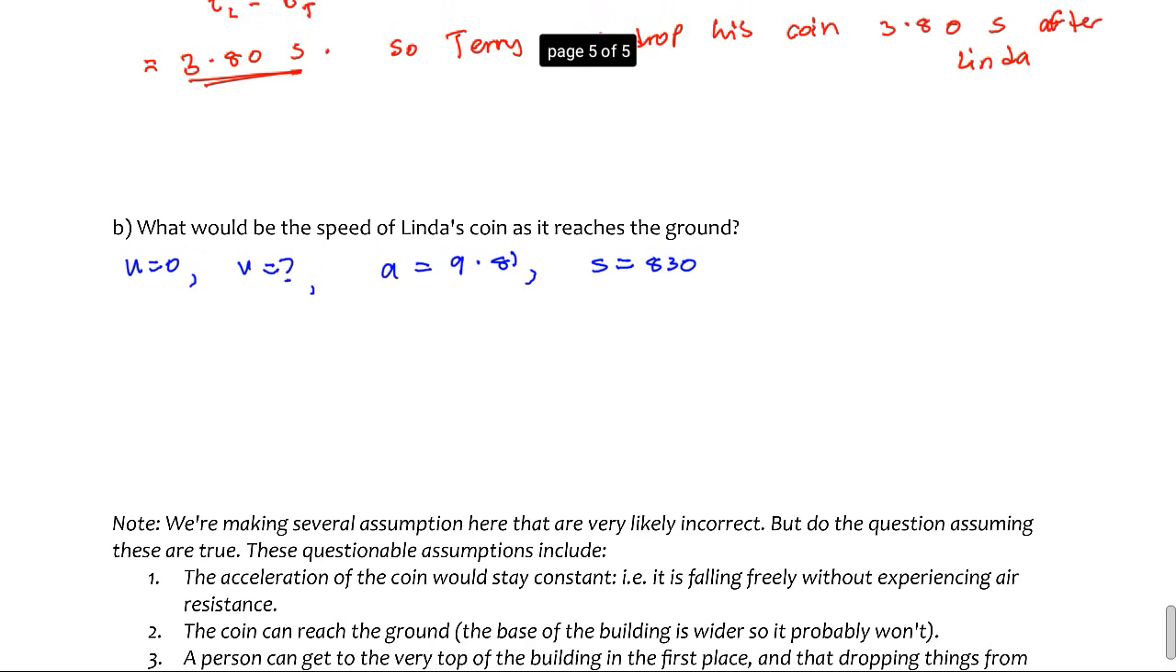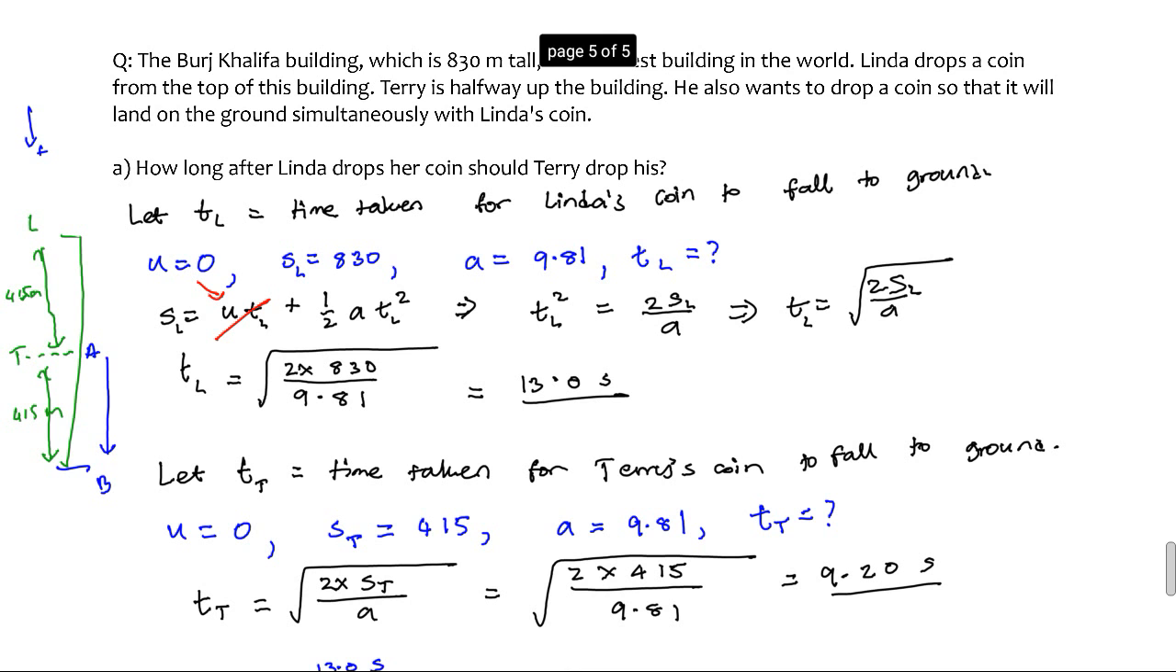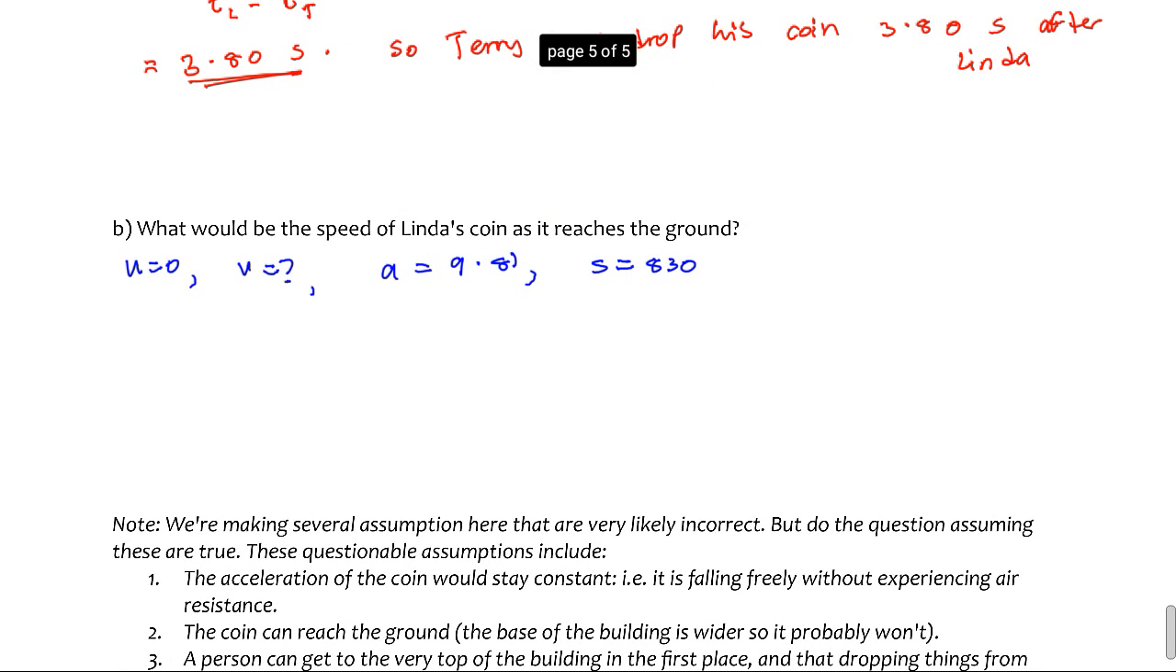So notice that I can also use the new time that I found for Linda's coin. I know the time it takes for Linda's coin to fall, so I can use that also. But generally it's a good idea to always stick to values that they have given in the question as much as possible, and only in cases where you can't find something, include the values that you calculated, because if you make a mistake in one of your calculations, that mistake will propagate every time you use one of your values. So as much as possible, try to stick to values that are already given in the question. So even if one part of your question is wrong, the next part of the question won't be wrong.